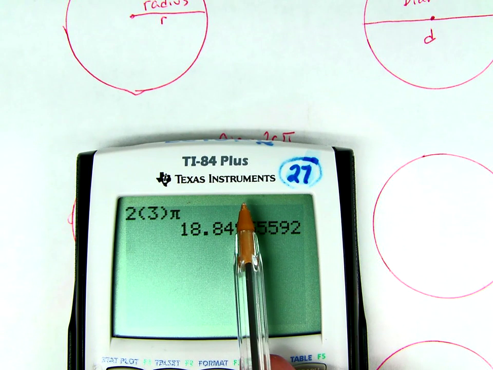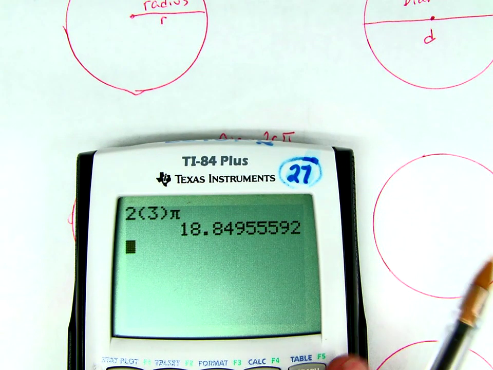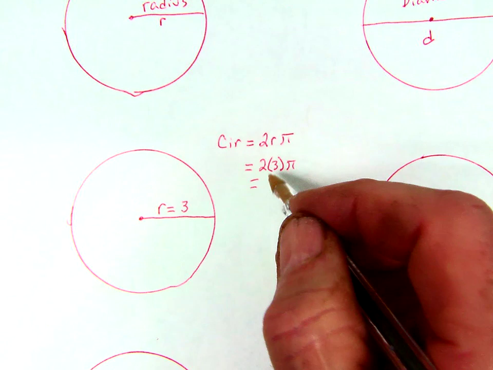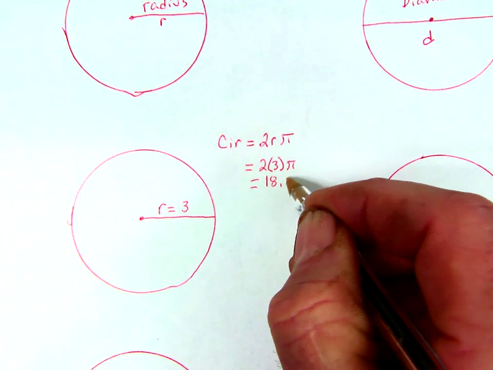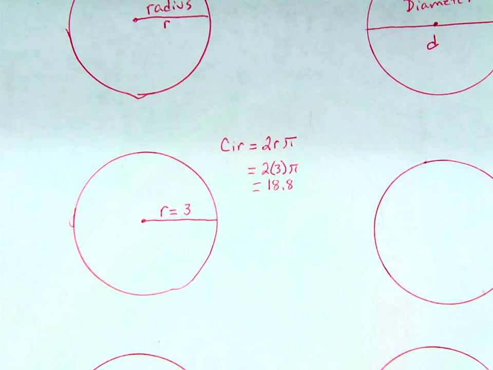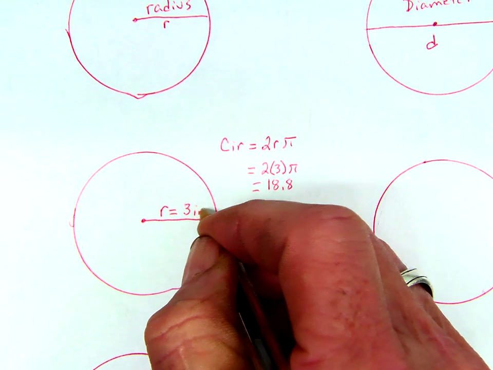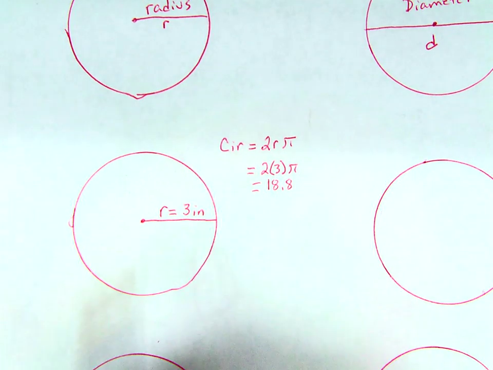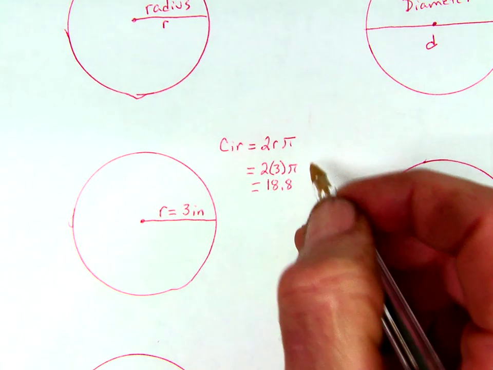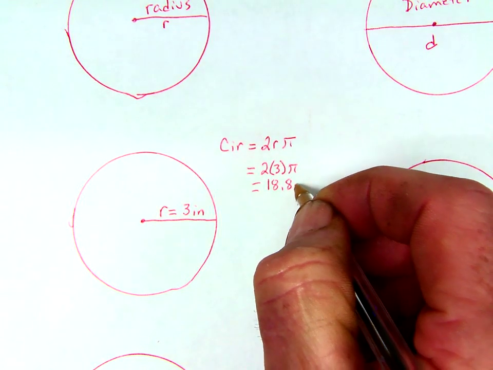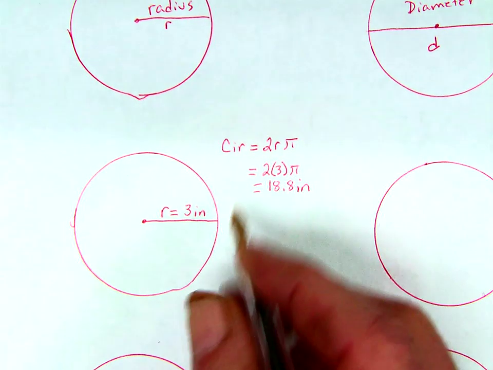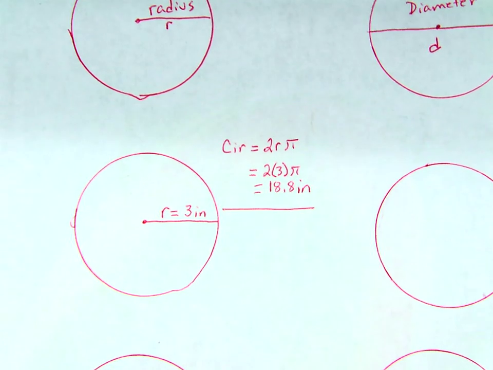All right, so 18.8. It's about 18.8. Now in these exercises, it's going to have a unit of measure like inches. If it's inches, then this answer becomes about 18.8 inches. Circumference.